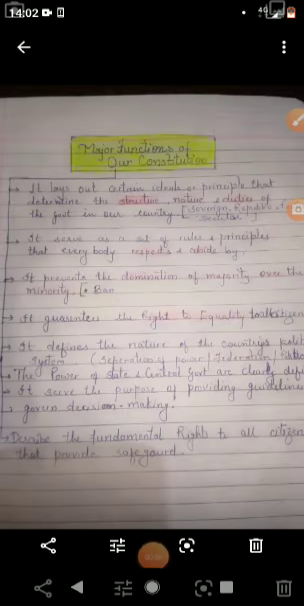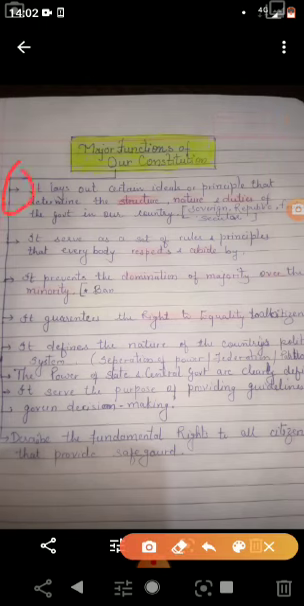So the first major function of our constitution is it lays out a certain ideal or principle that determines the structure, nature and duties of the government in our country. It means it lays out the ideals. First of all, what is the ideal of our constitution? The ideal of our constitution is that it expresses the aspiration of the people for creating a good society. It is ideal because it is sovereign.